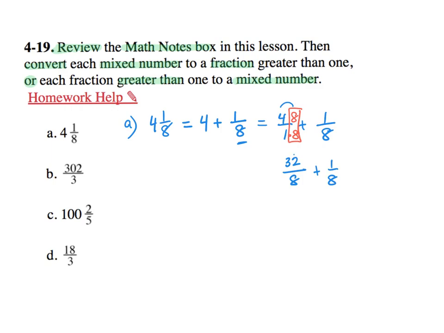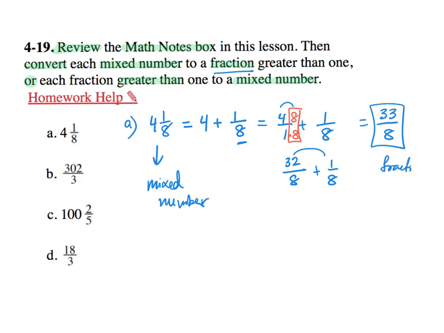So now all we do is add the top number. So 32 plus 1 is 33. So my final answer for example A will be 33 over 8. So our job was to convert the mixed number, so this was the mixed number, into a fraction greater than 1. So this is our fraction. When the numerator is larger than the denominator, then we have a fraction larger than 1. And we can see it is larger than 1 because it had like 4 whole numbers to start with.